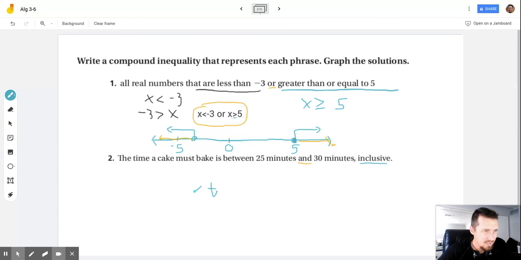So my time is greater than 25. And I'm going to write it that way because then I can write on this side less than 30. And that's the compound inequality where there's only one T, and there are 2 inequalities baked into one thing here. You've got T is bigger than 25, and you've got T is smaller than 30, and they're just kind of written together.